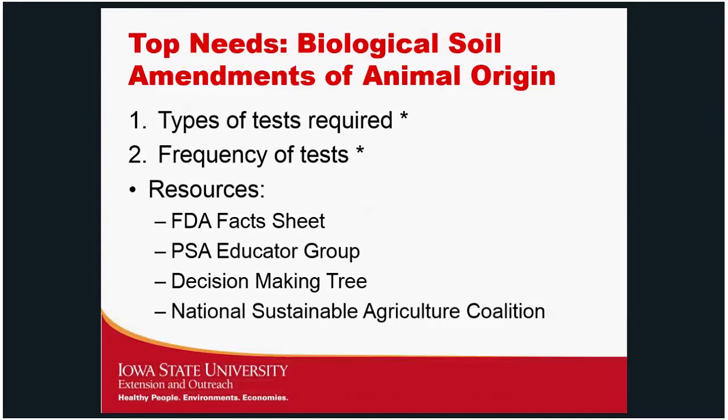So the top needs, which correspond with the regional needs, are what tests are required and the frequency of tests. And with this question, I will point back to it. The frequency of the test and the types of tests reflects how you're going to utilize your biological soil or your fertilizer treatment. So let me break it down.